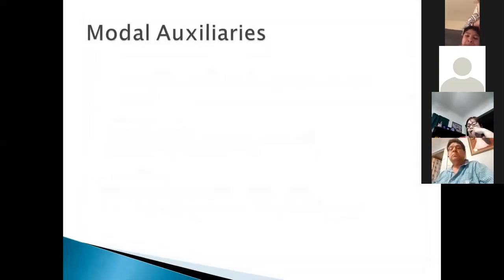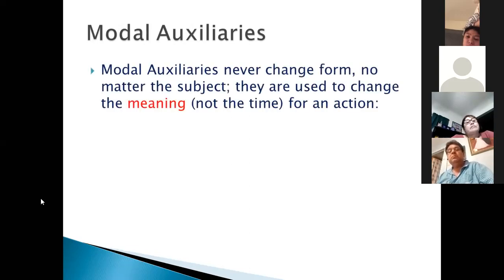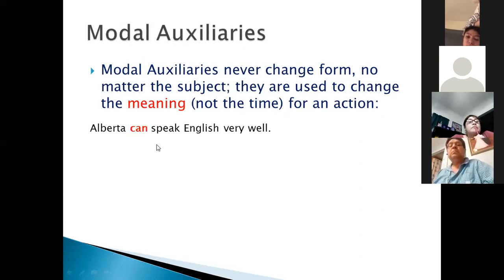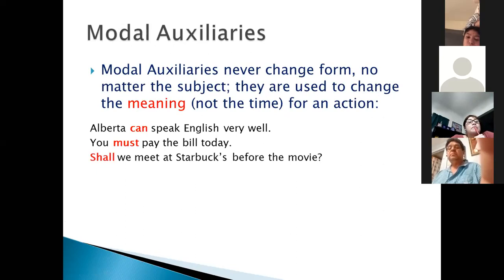Modals. Now, modals are, in a way, the easiest because the form is always the same. But in a way, the most difficult because the meaning is a little bit different with each modal. Remember, auxiliaries never change form, no matter the subject, and they are used to change the meaning, not the time of the action. Alberta can speak English very well. Ability. You must pay the bill today. Obligation. Shall we meet at Starbucks before the movie? Suggestion.